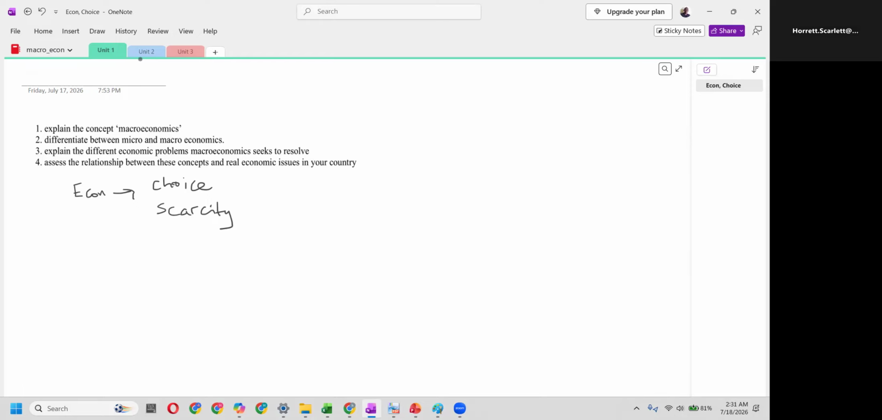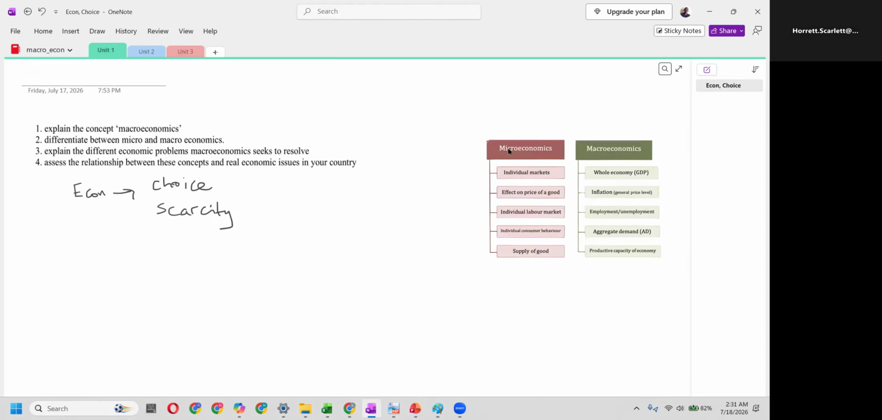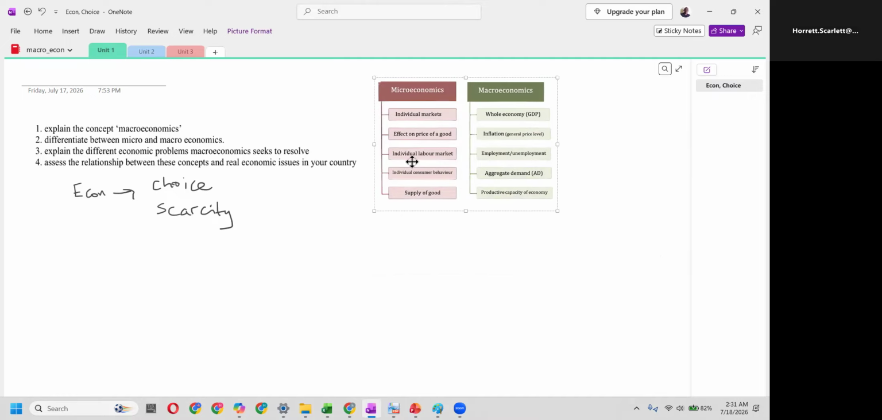Now, this leads us into another concept because there are two ways in which we tend to look at economics. We tend to look at it from either the micro level or the macro level. And here we have a diagram that illustrates the essential differences between both. In microeconomics, we are looking at the individual choices which are made by the economic agents within the space, whereas in macroeconomics, we are looking at the totality of the choices which are being made by these economic agents.